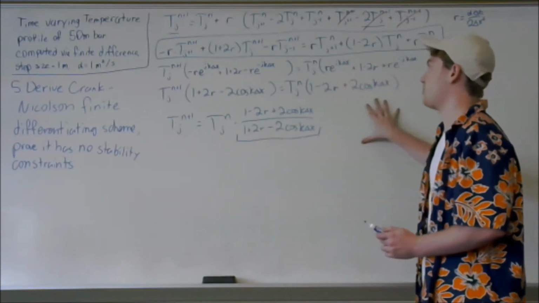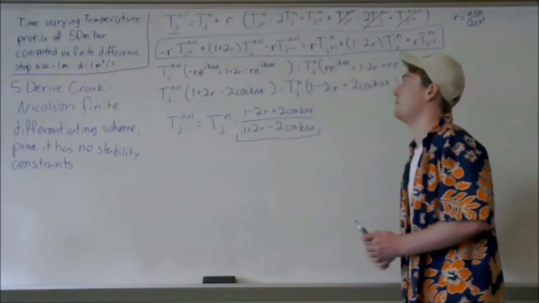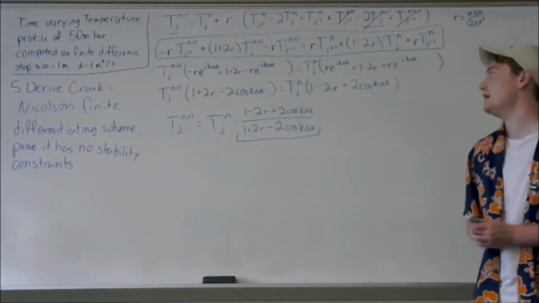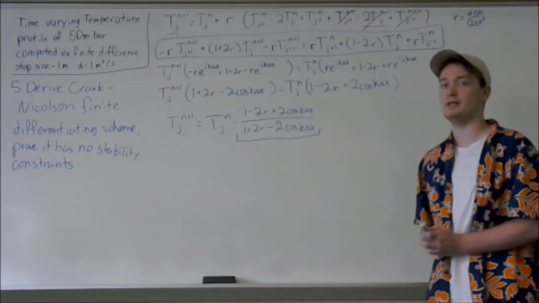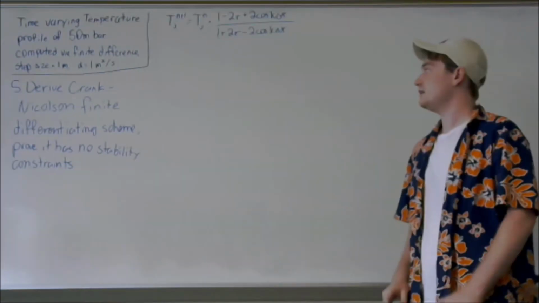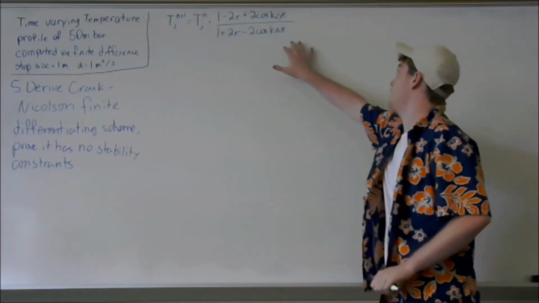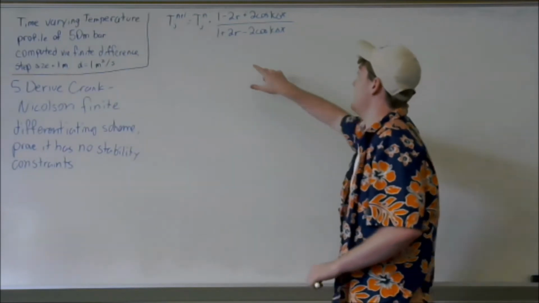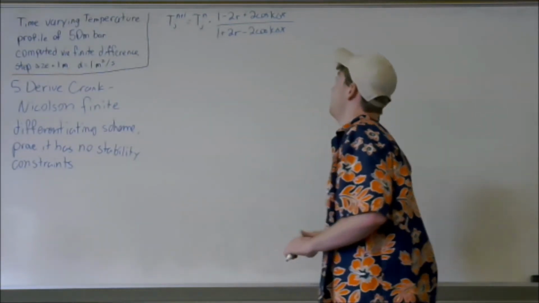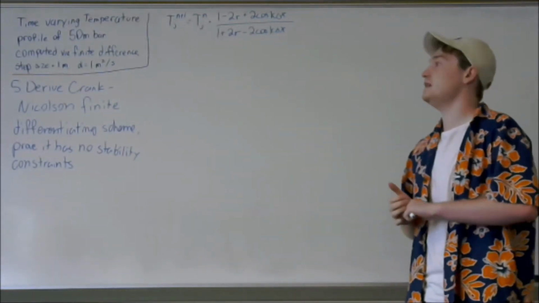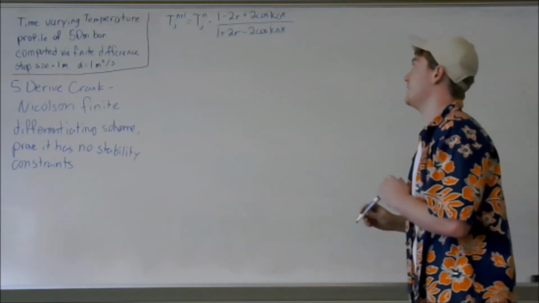So I'm going to clear the board a little bit. I'm going to move this up to the top, and we'll come back and show how this has no stability constraints. All right, so we're back. We have this equation up top, and we're going to prove that this fraction right here will never be greater than 1 or less than -1.